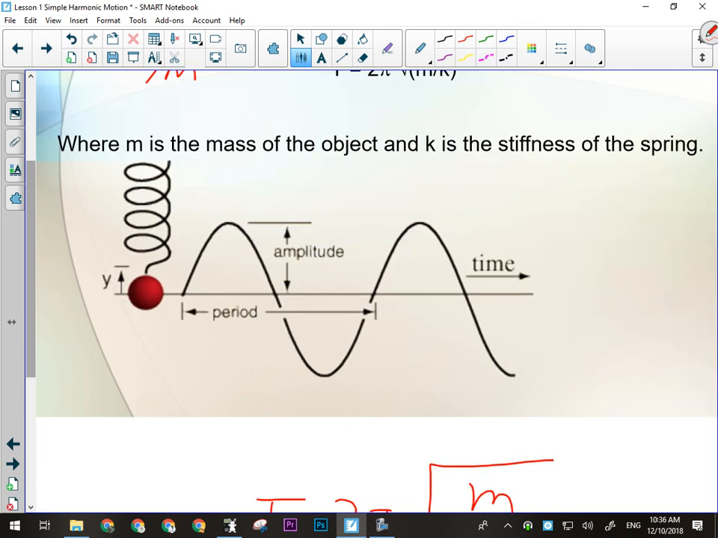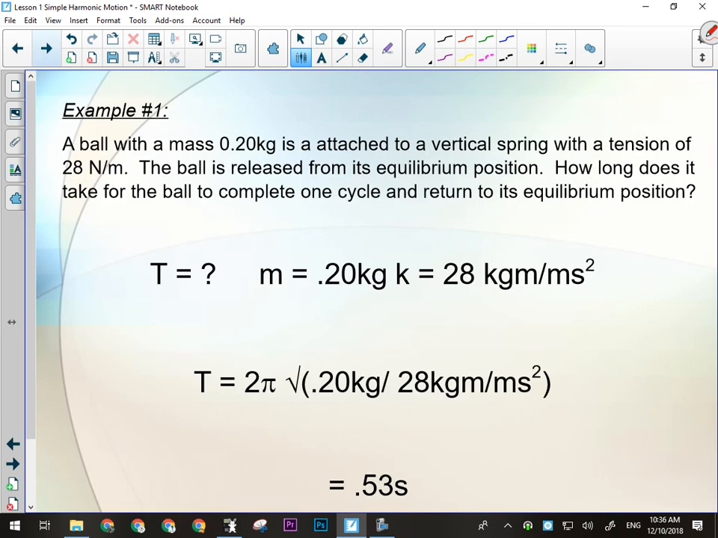All right, so the time it takes for this thing to complete one oscillation, so this is one full oscillation, okay, will be the period. The maximum displacement, okay, would be the amplitude. Everybody's all right with those two terms? Those are going to come up all the time in this unit. All right, so let's look at this first example.